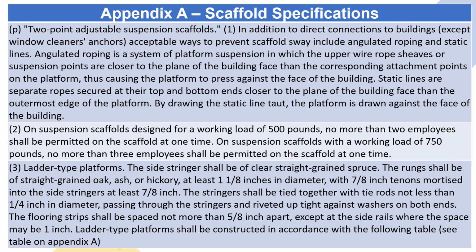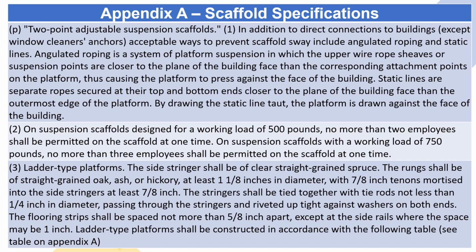Static lines are separate ropes secured at their top and bottom ends closer to the plane of the building face than the outermost edge of the platform. By drawing the static line taut, the platform is drawn against the face of the building. 2. On suspension scaffolds designed for a working load of 500 pounds, no more than 2 employees shall be permitted on the scaffold at one time. On suspension scaffolds with a working load of 750 pounds, no more than 3 employees shall be permitted on the scaffold at one time.